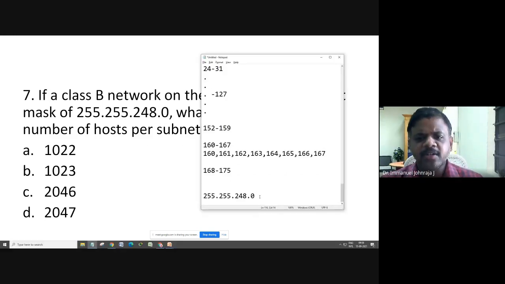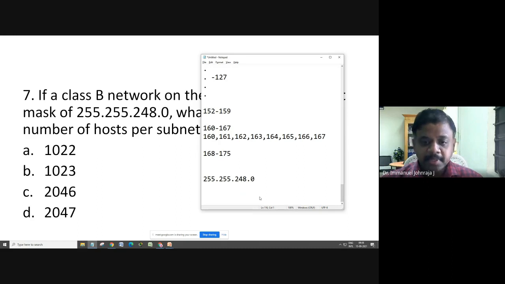How can you find out? You need to find out how many bits are available in the host. If n bits are available, you will just say 2 power n minus 2. All you need to find out is how many bits are with the host. How can I find out? It is 32 minus the number of bits with the network. You know that. So how many bits are with the network?